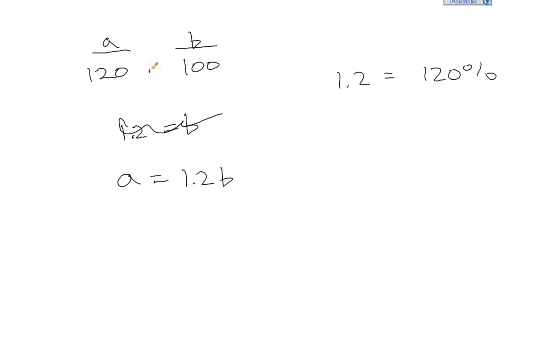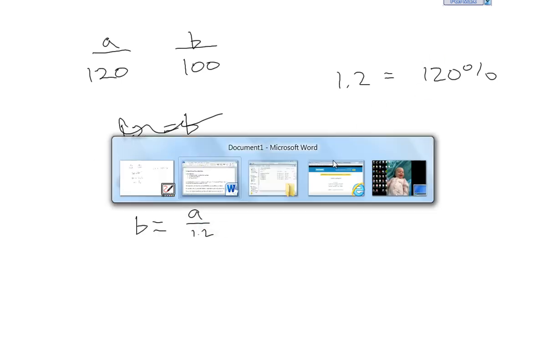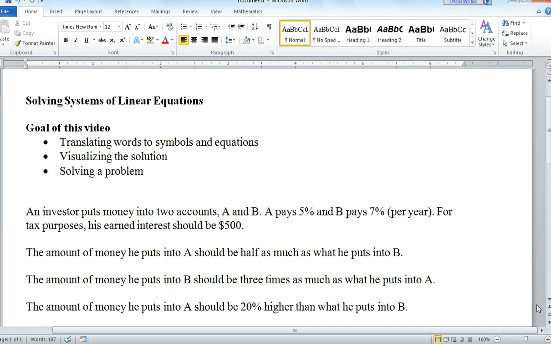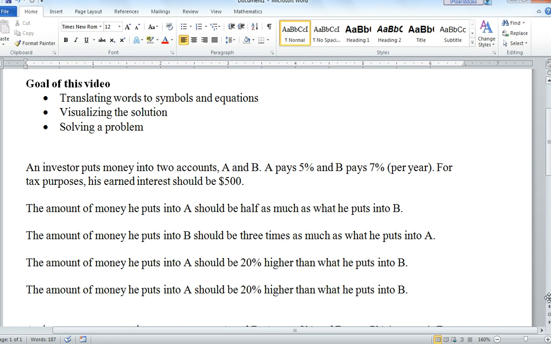It's a little bit harder to go the opposite way. How do I get B from A? Well, you could say that B is equal to A divided by 1.2, dividing both sides by 1.2 here, but that's not very helpful. So next, let's take a look at one more.